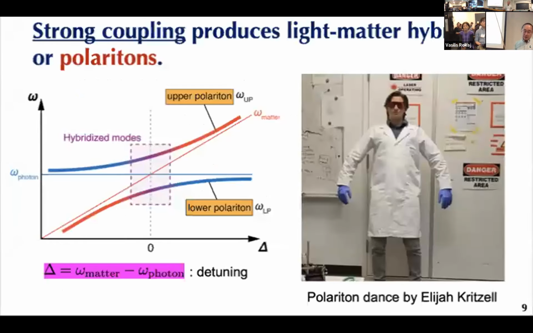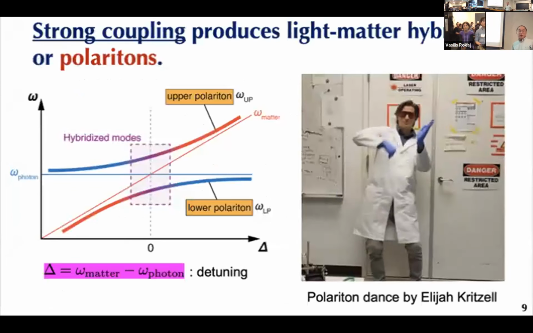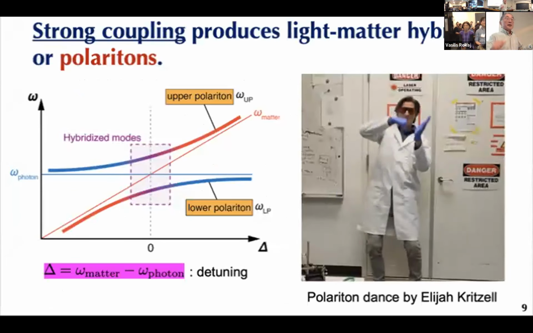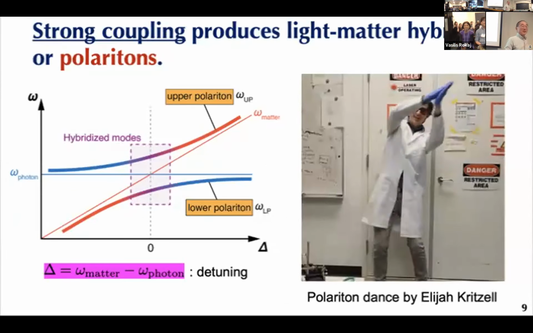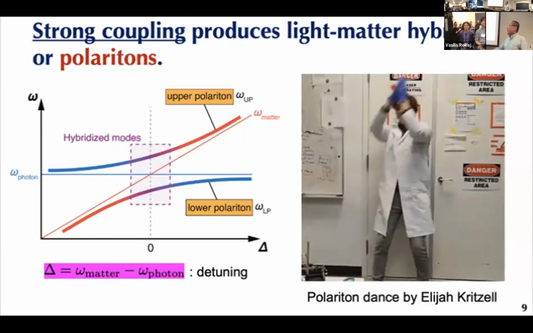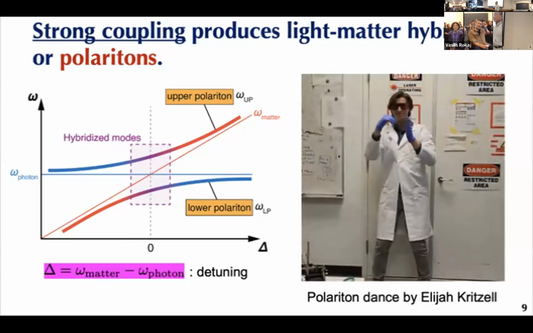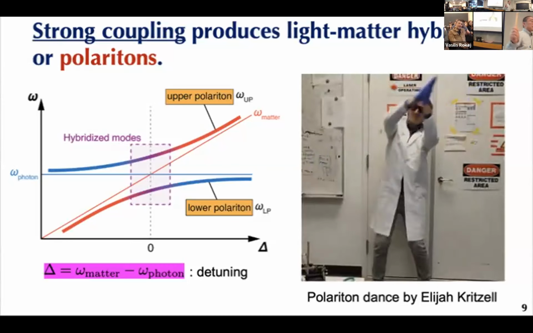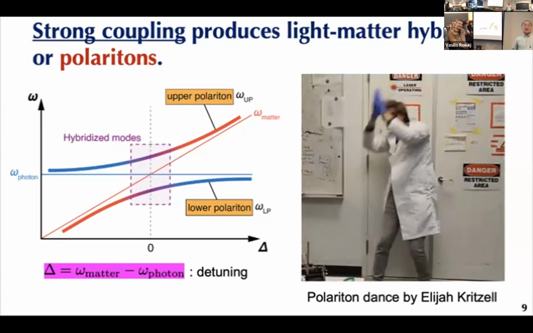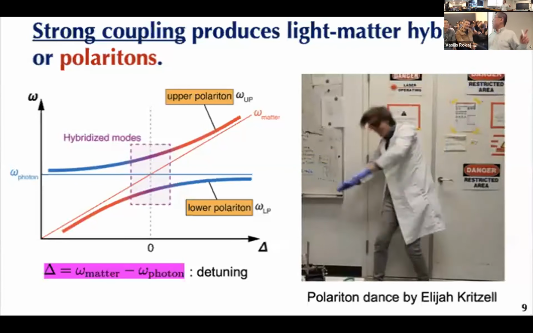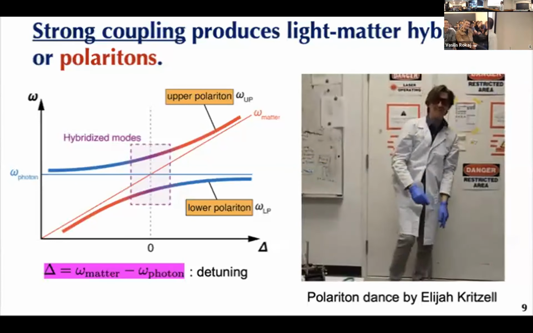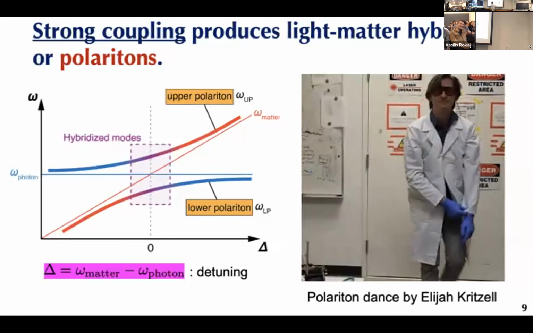So what is strong coupling? Strong coupling means hybridization. Hybridization means polariton formation. Polariton formation means anti-crossing. So at the anti-crossing, at zero detuning, there's a 50% superposition of light and matter. At large detunings, we have matter and photon.